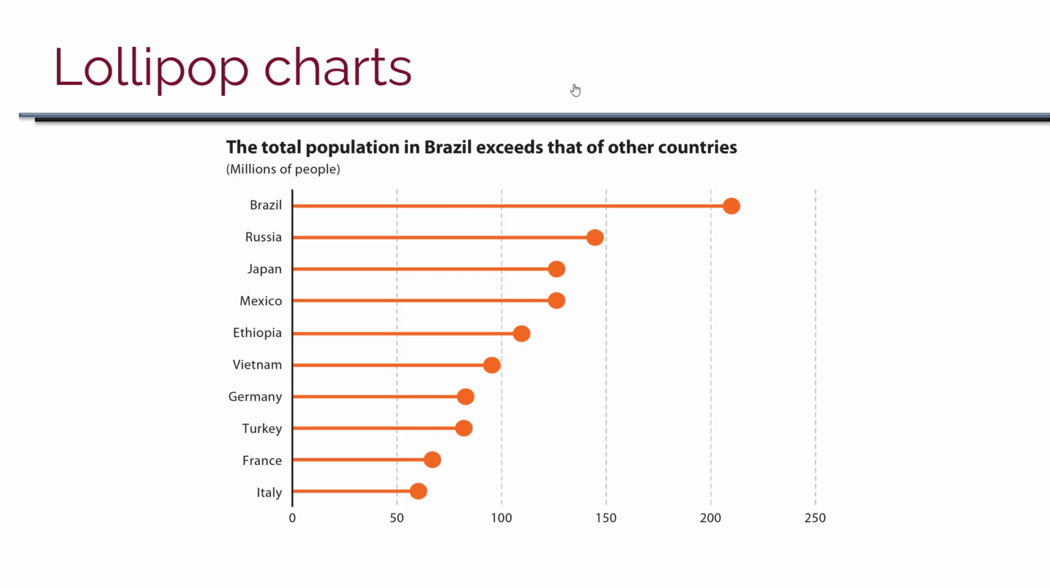Lollipop is still a bar chart. It's just you make it fancier. So instead of a bar, what if you make this narrower and you put the circle at the end? It's called a lollipop. If you wanted your presentation to stand out, it's a good idea, because nobody's doing lollipop. You guys seen lollipop charts?